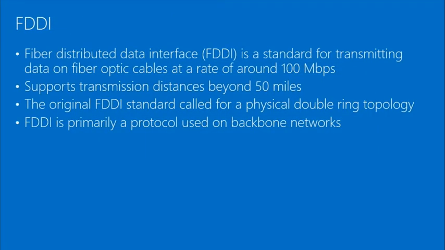FDDI, Fiber Distributed Data Interface, is a standard for transmitting data on a fiber optic cable at a rate of around 100 megabits per second. It supports transmission distances beyond 50 miles.